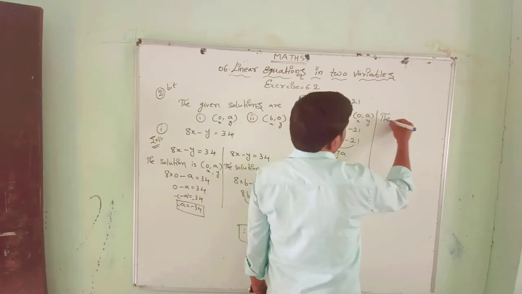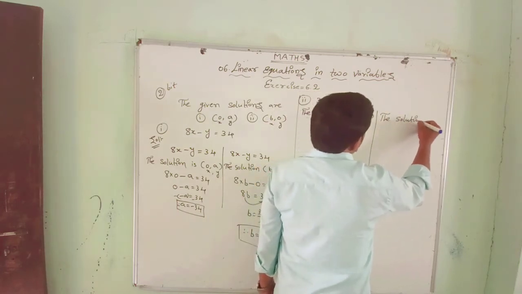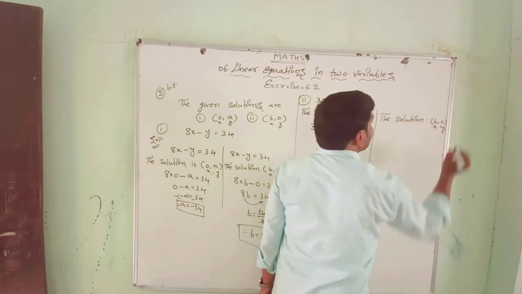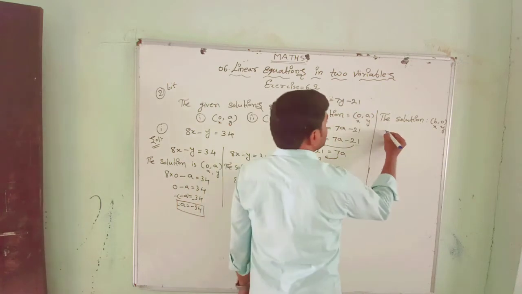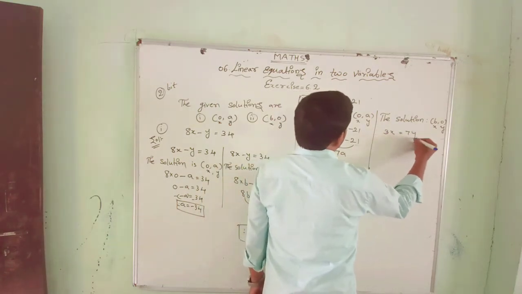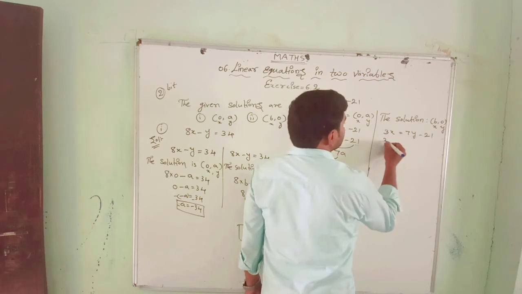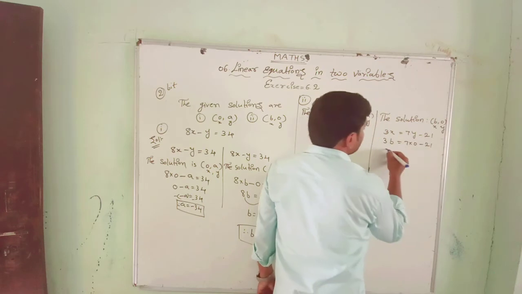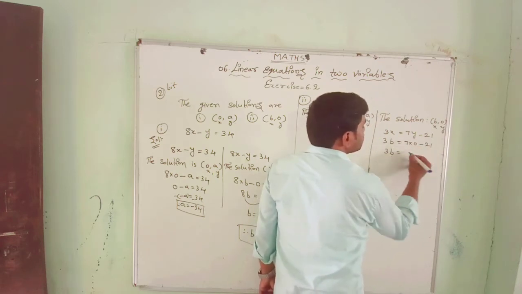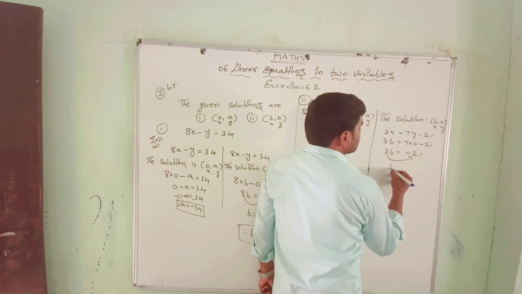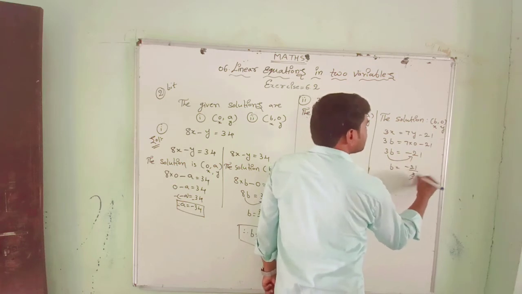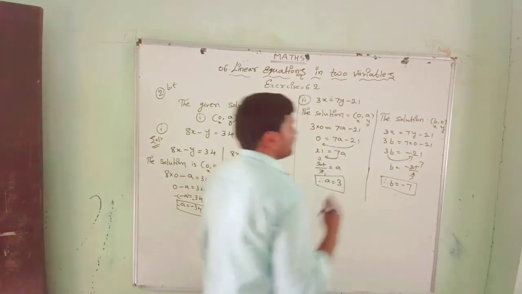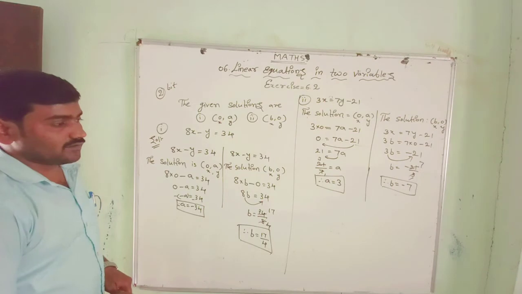Then one more solution is given, that is b comma 0. X value is b, y value is 0. Let us put in this. Now 3x is equal to 7y minus 21. X value b, so 3 into b is equal to 7 into y value 0 minus 21. 3b is equal to, this is completely 0, minus 21. This 3 you transfer this side, b equal to minus 21 by 3. 3 ones are 3, 3 sevens are 21, b equal to minus 7. You got the solutions now.